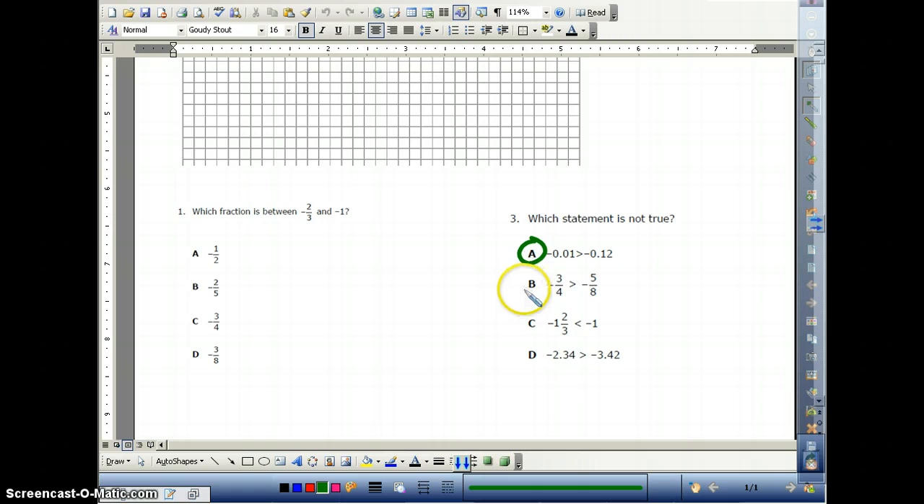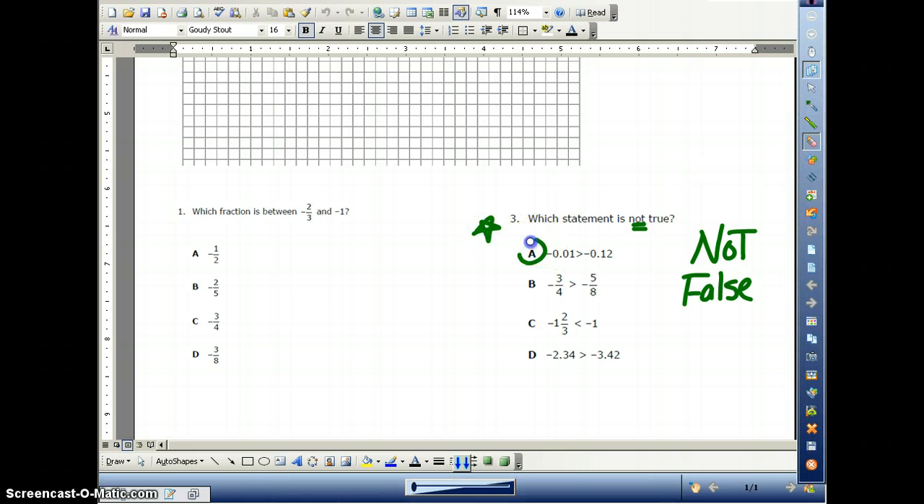But the problem is, this is a not problem. People forget the word not. We're not looking for one that's true. We're looking for the one that's false. Be careful there of not problems. Be very careful. You're not looking for the one that's true. You're looking for the one that's false. There's going to be 3 of them here that's true. So let's see if we can find which one's false.